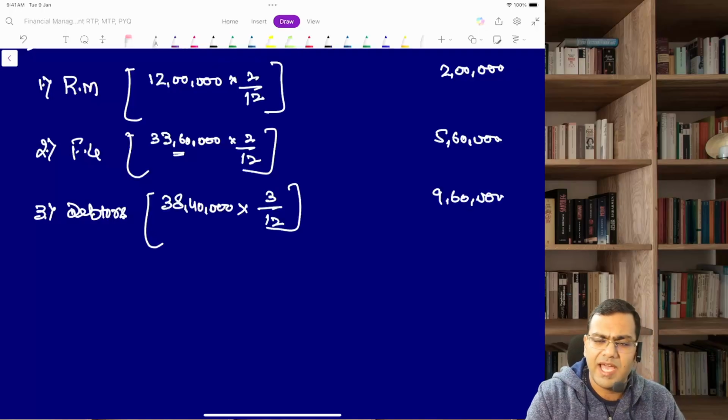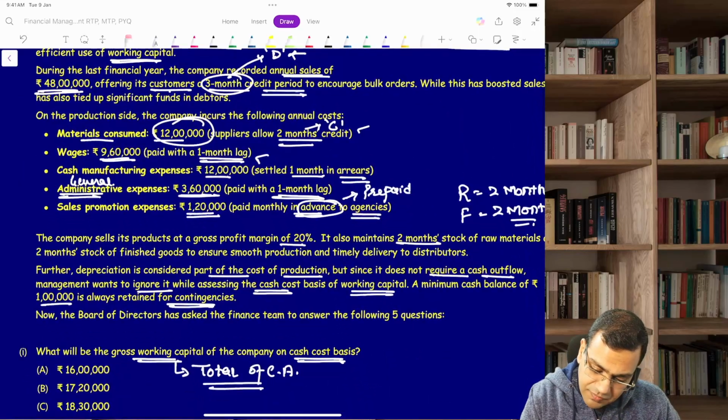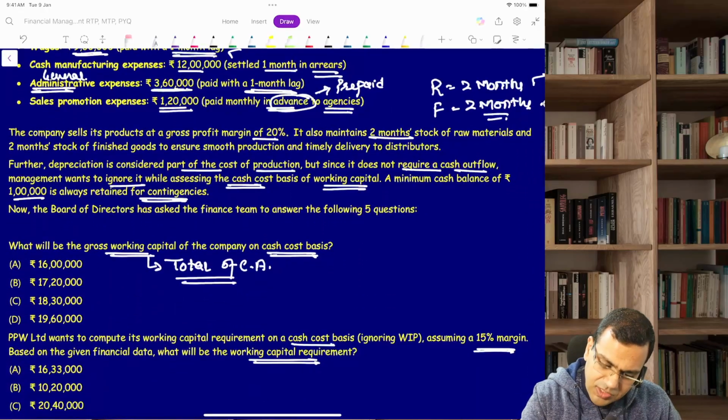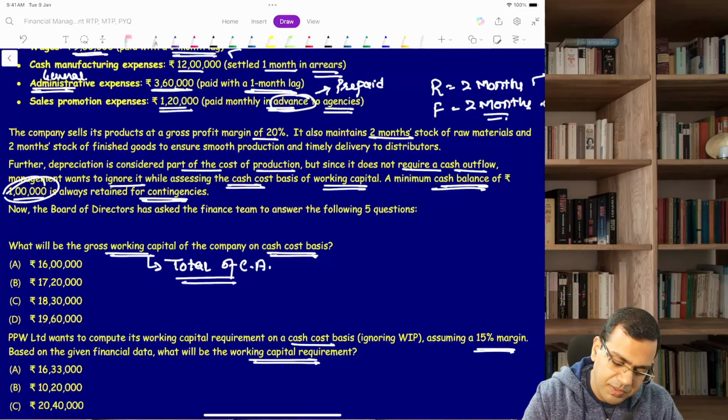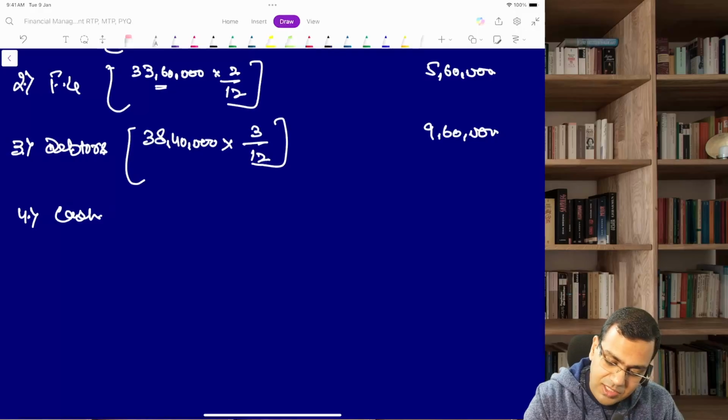What else is there? Cash balance. Is there any cash balance which is given to you? Yes, sir. He says that the company wants to maintain a specific cash balance. It is given, sir. Yes, a minimum cash balance of 1 lakh rupees is always retained for contingencies. So this is your 1 lakh rupees as cash balance that we have to keep.